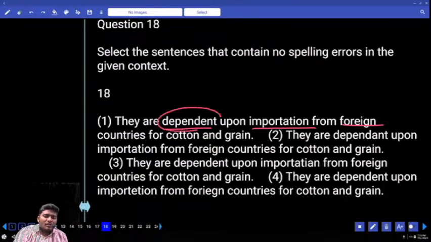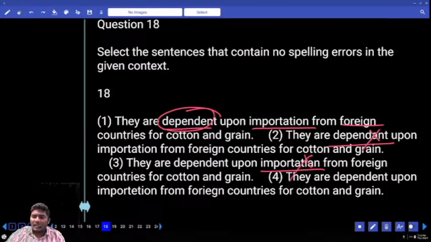Eliminate one option based on dependent. Second option. Why? DE must be there, not DA. Dependent, independent, independency, independent, all of them have only E in all the words. First eliminate two. Next one, based on importation, eliminate one more. What else can be there? Look at this. Importation, it is TION, not AON.